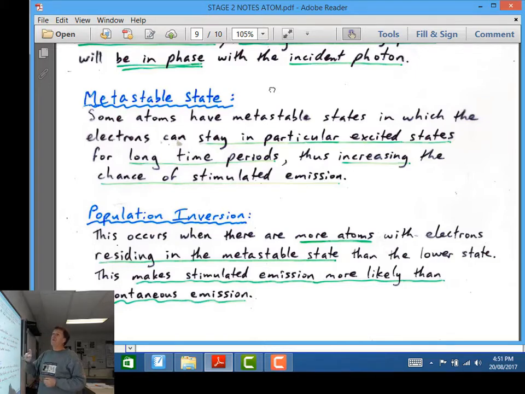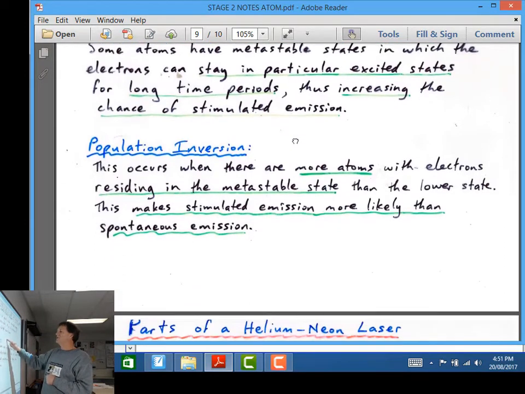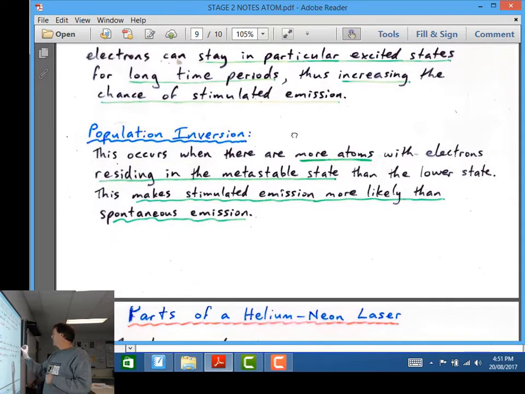Now ideally you want to have more atoms in the metastable state than the ground state, so that you do get more stimulated emissions compared to absorptions and spontaneous ones. So we set up what's called a population inversion for that. We're going to try and set this up so that there are more atoms in the higher state than in the other one to get more stimulated ones.